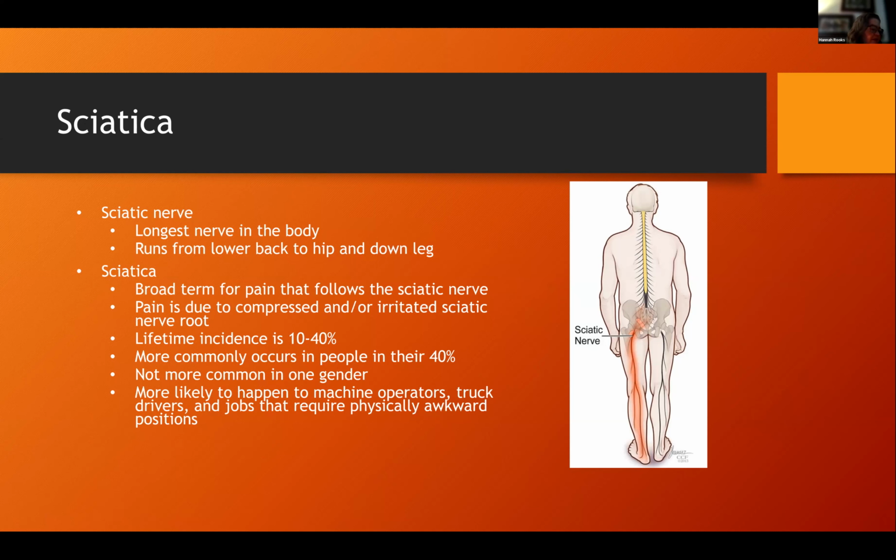And the pain can be felt anywhere along the sciatic nerve, but it typically radiates from the lower back or the hip and down the back of the thigh and into the leg below the knee. The pain may be accompanied by a pins and needles numbness, burning or tingling sensation, muscle weakness, and/or poor reflexes along the path of the nerve.